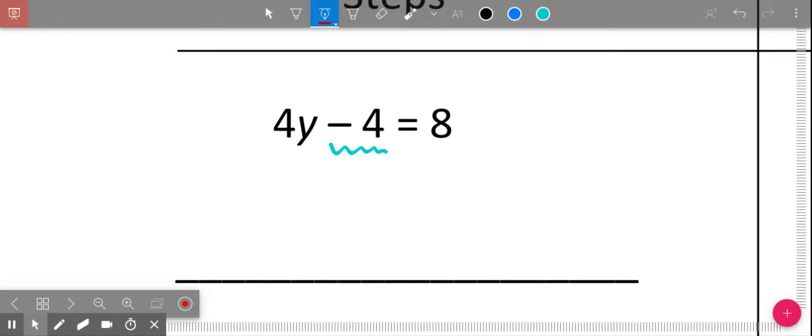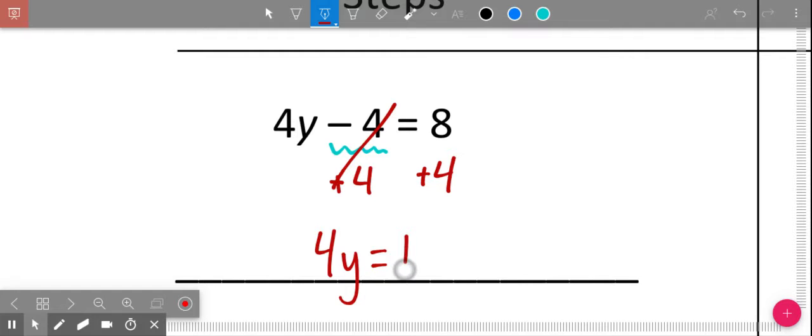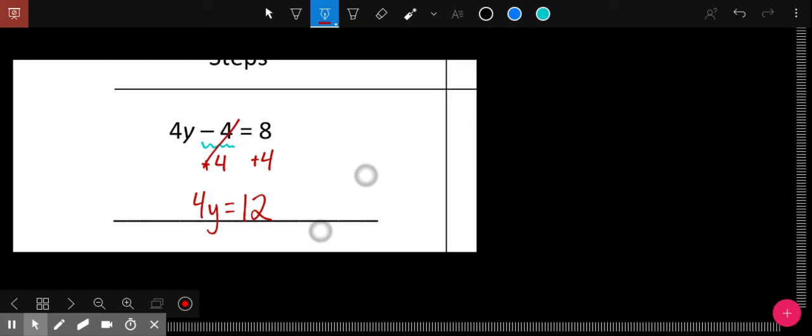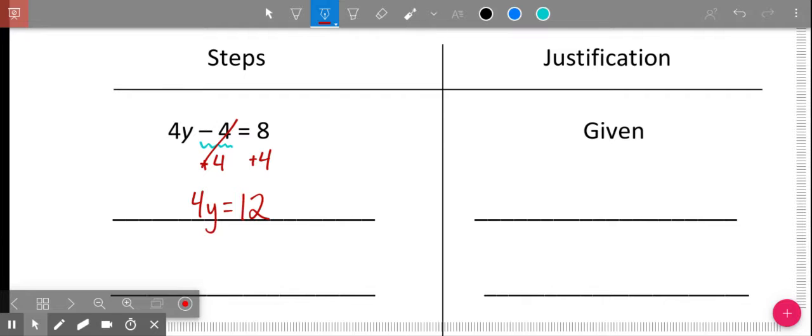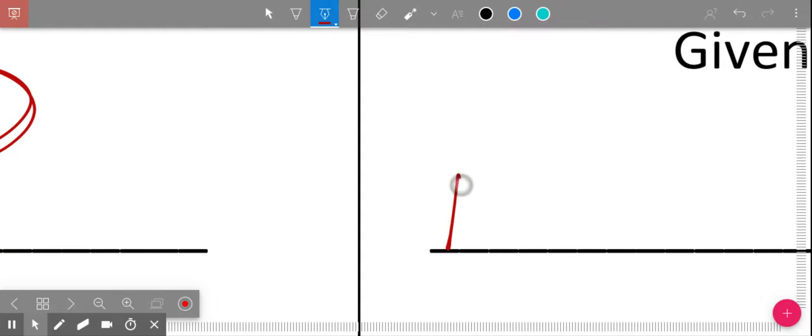So to do that, we're subtracting the 4, so we want to use the opposite of that. So that means we're going to add 4 to the other side. When we do that, the 4's cancel. That's great. That's what we wanted. So all we have left is 4y is equal to 8 plus 4 gives me 12. In that step, we were using addition. So that means this was our addition property.